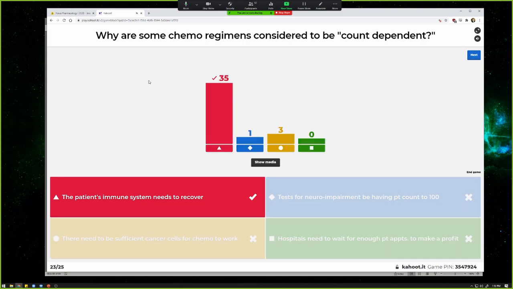Okay. All right, yeah, the patient's immune system needs time to recover. This is just re-illustrating the point here. Again, most of these drugs are going to cause some degree of leukopenia. Thrombocytopenia can happen here, so you've got to give them time to recover. Otherwise, they're going to have too big of a risk for bleeding, too big of a risk for infection, so it's not going to be good.